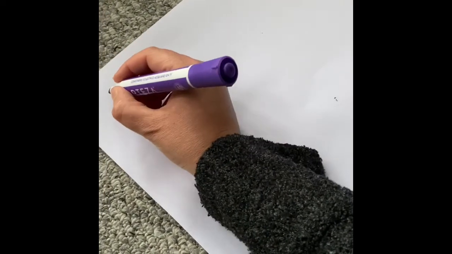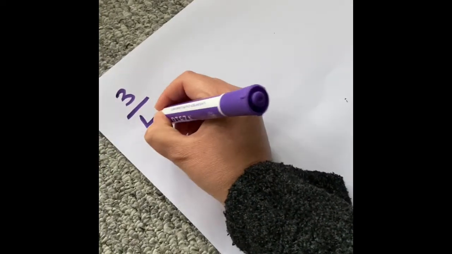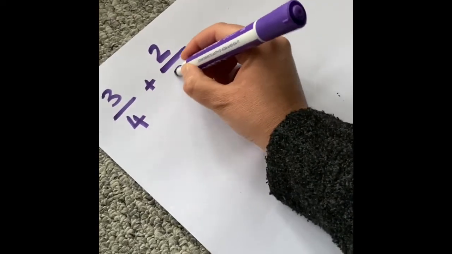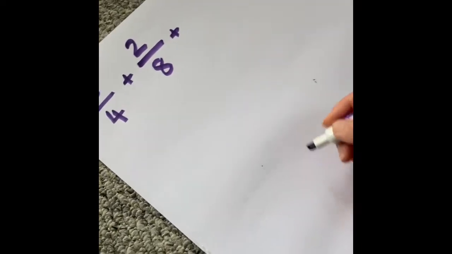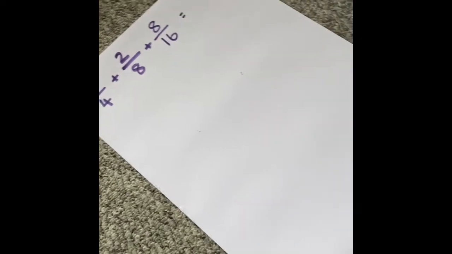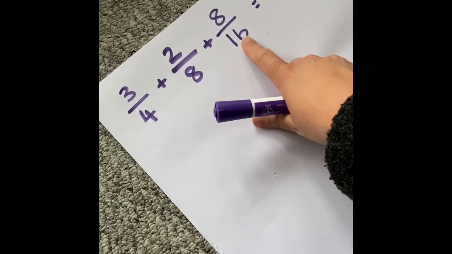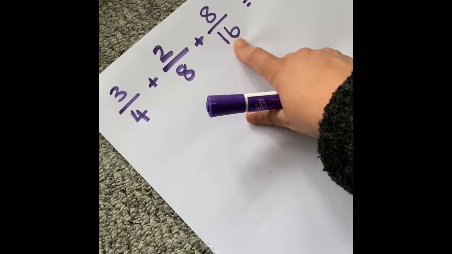So this time I'm going to have 3/4 plus 2/8 plus 8/16. Exactly the same principle as we did before. We're going to go for the highest, the largest denominator here.